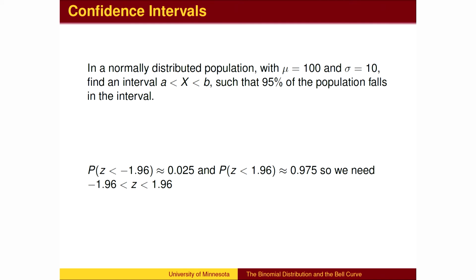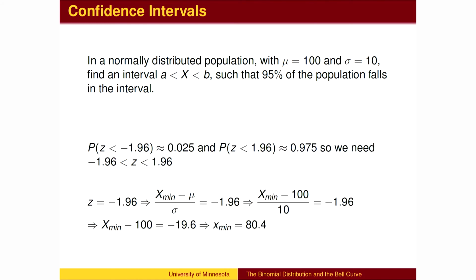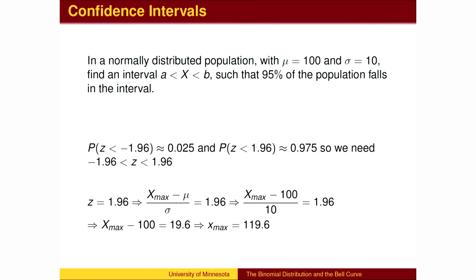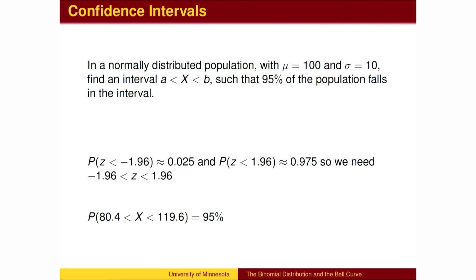The z-score of -1.96 corresponds to 2.5% of the population below that cutoff. So an interval with z-scores between -1.96 and 1.96 will include 95% of the population. We need to convert that z-score back to the actual values. The lower bound should be 1.96 standard deviations below average, which would be at 80.4. The upper bound should be 1.96 standard deviations above average, which would be at 119.6. Therefore, the confidence interval that contains 95% of the population runs from 80.4 to 119.6.